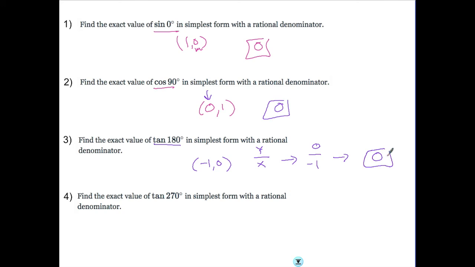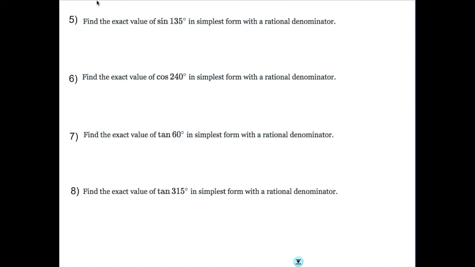Oh my gosh, it's always 0. Nope, not always. Tangent 270. Write down the coordinates. There's 0 and -1. The tangent again is the y over the x, so it's -1 over 0, which in this case is undefined. There is a button on Delta Math for you to put that there too also.